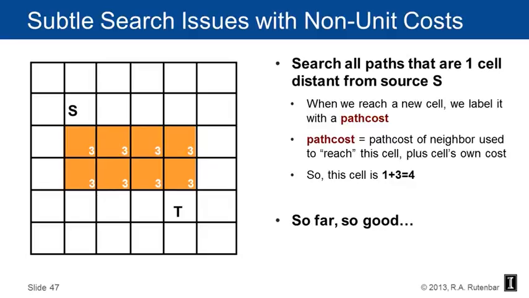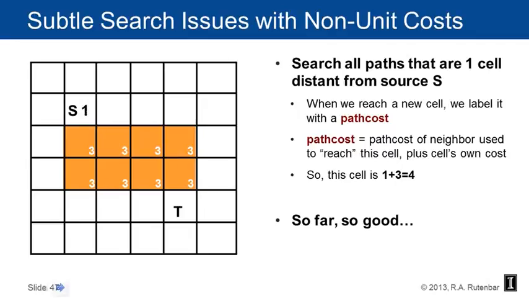We can still start with the same language. The source is going to cost 1, and we're going to find all the cells that are 1 unit away in distance. We're going to find all the neighbors of the source. But then we're going to have to find some different language for labeling things. So when we start, the source gets a cost of 1.